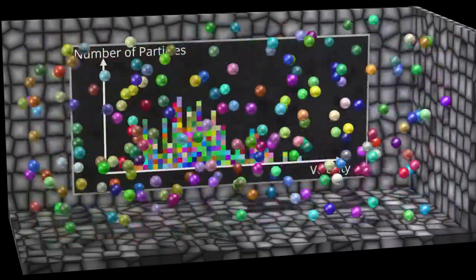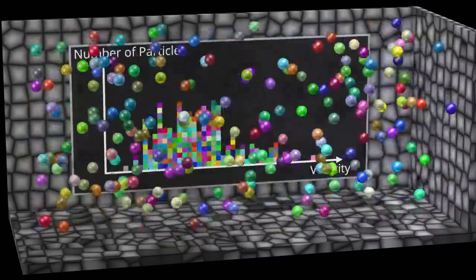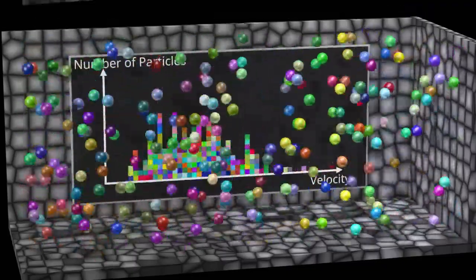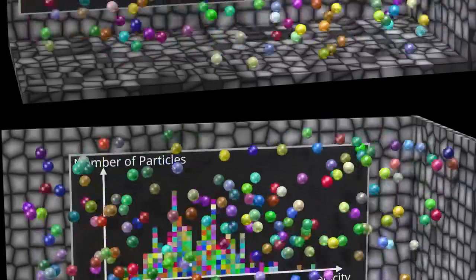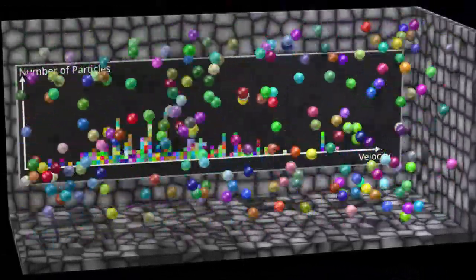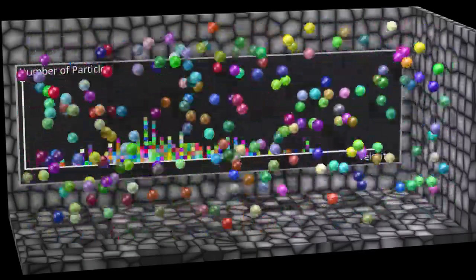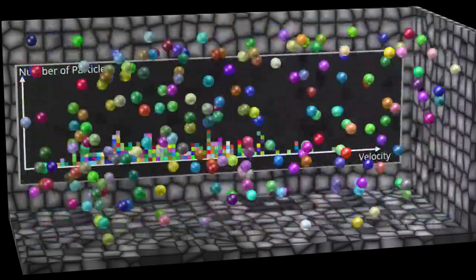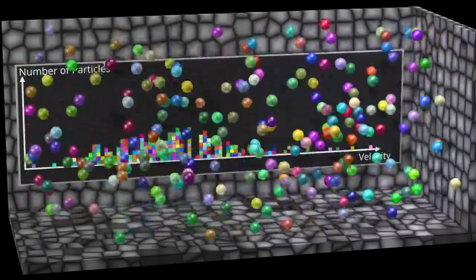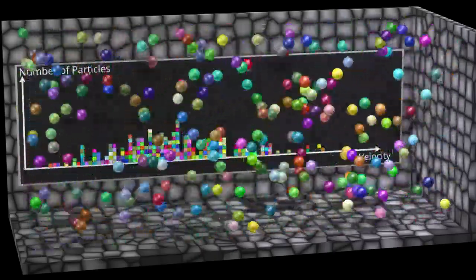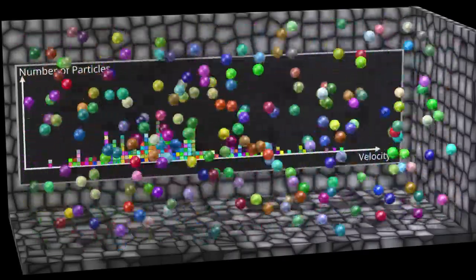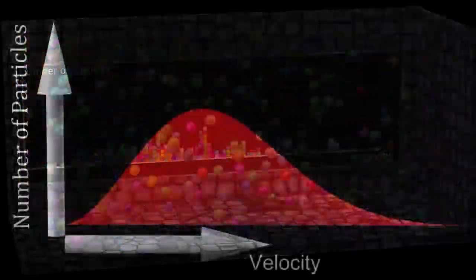If we increase the temperature by adding energy to the system, the graph for the velocity distribution changes as shown. This system now has a higher entropy than before, because with more energy, there are more different ways in which the energy can be distributed. On average, the graph will look like this.